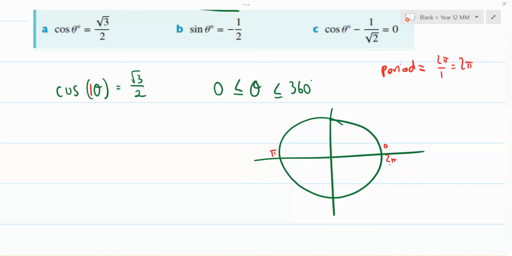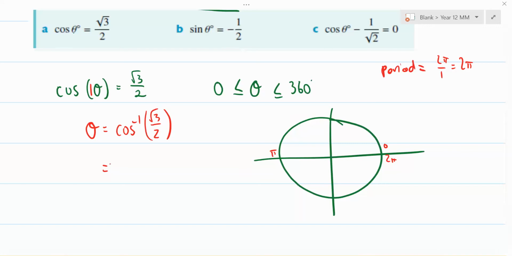Now, to find theta, I'm going to do the inverse of cos. So cos inverse of √3 on 2. But the problem is there are going to be many answers to cos inverse of √3 on 2. Before I write out my answers, let's figure out where cos is √3 on 2.